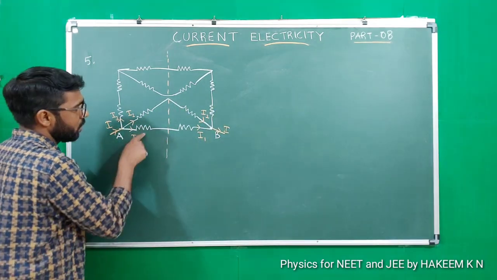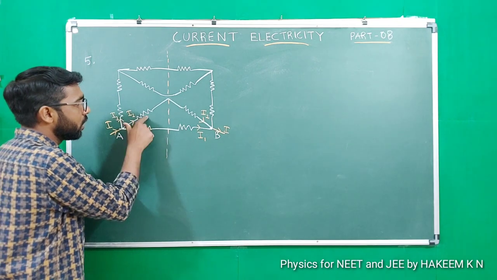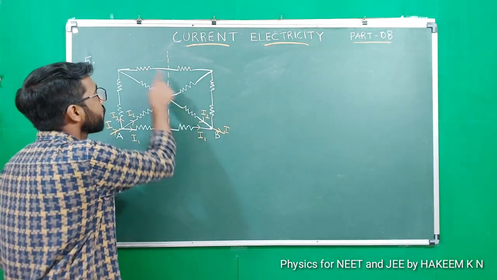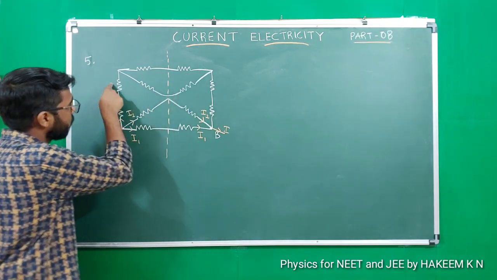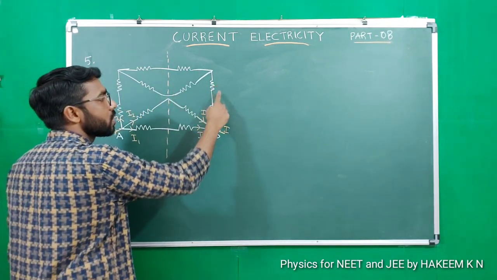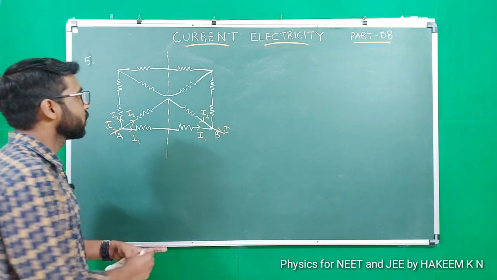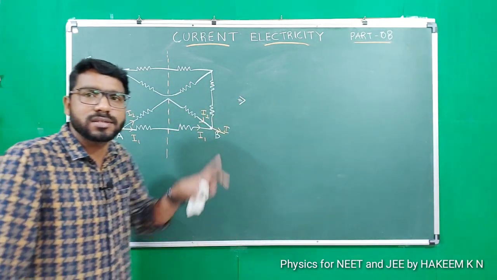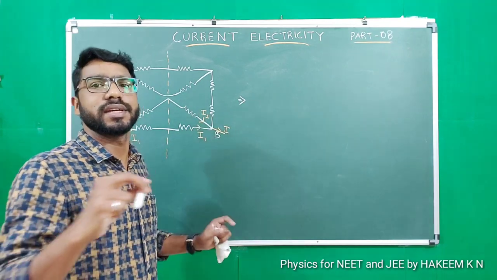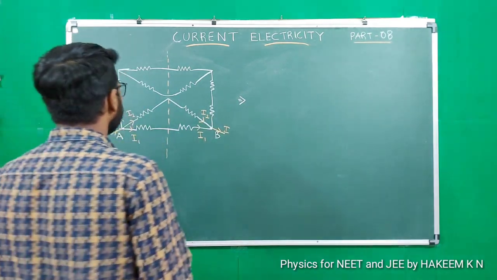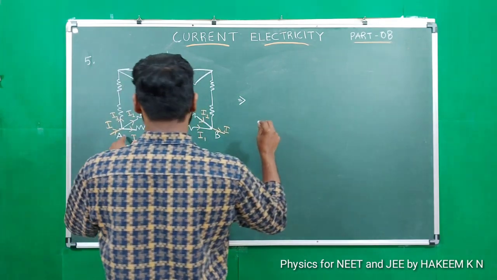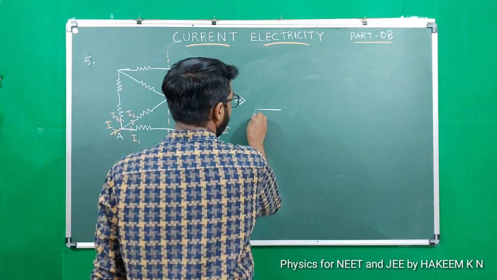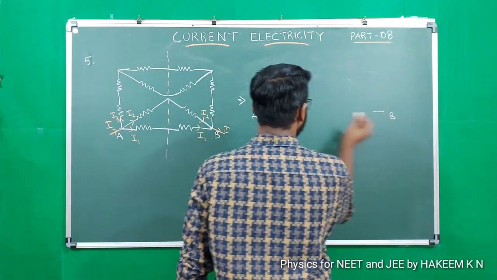Here R, R series you will get 2R. Using mirror symmetry we can cancel out junctions. So redrawing from A to B directly, A here, B here.